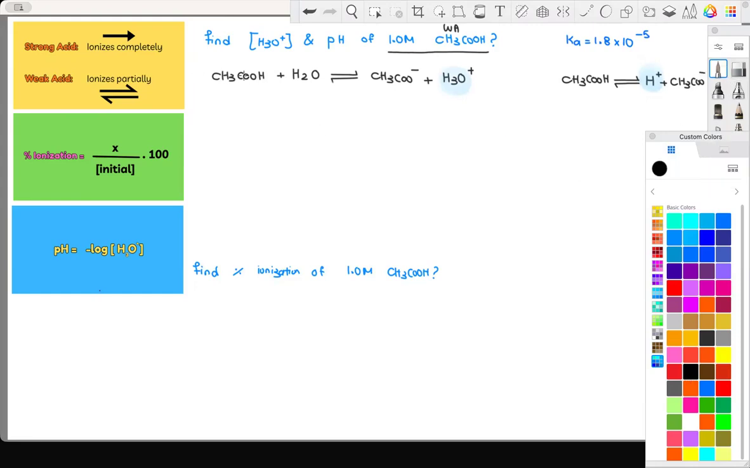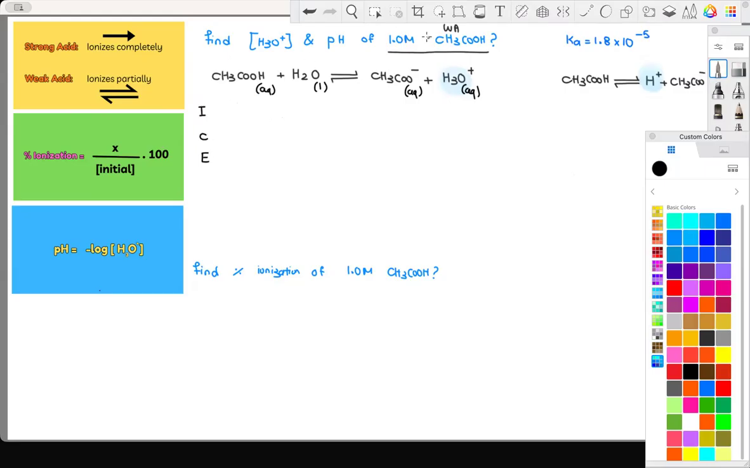All right, so to do the ice table, I have to know the states because, for example, water is a liquid, so it's not going to be included in the ice table because it does not have a concentration. But these all have concentrations. Ions are always aqueous, and the acid is aqueous as well. So then I can make my ice table.